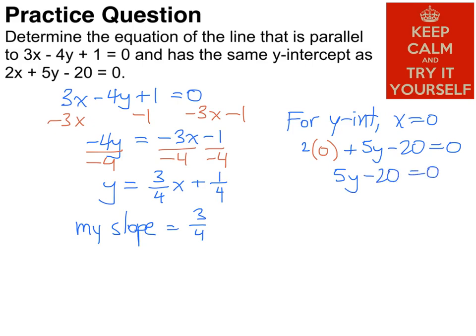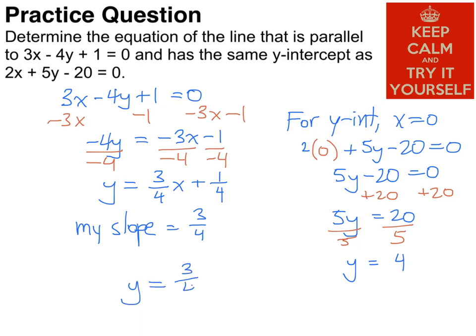We're going to add 20 to both sides to get rid of that. So that means 5y is equal to 20. Then we need to just divide both sides by 5. So y here is equal to 4. All right, so we have a slope, we have a y-intercept. So we piece them together. The equation here: y is equal to 3 over 4x plus 4.